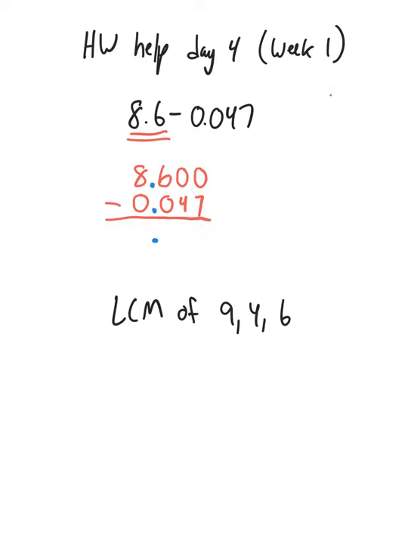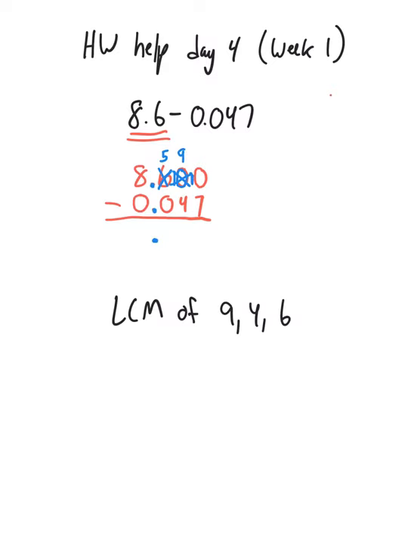smaller, so I need to do some regrouping. So I'm going to go over next door to this second 0, but I can't borrow from a 0. So I actually have to borrow from the 6 to make it a 5. Now that one I just borrowed, I'm going to put here to make that a 10. Now I'm going to borrow from the 10 to make it a 9, and I'm going to put that one here to make that a 10. Now that I regrouped, I can do subtraction.